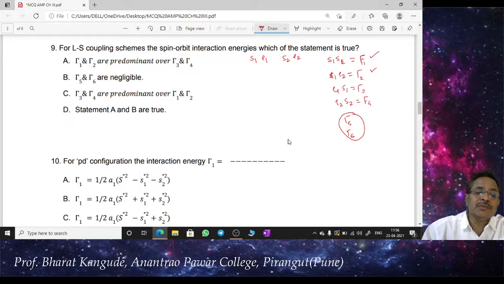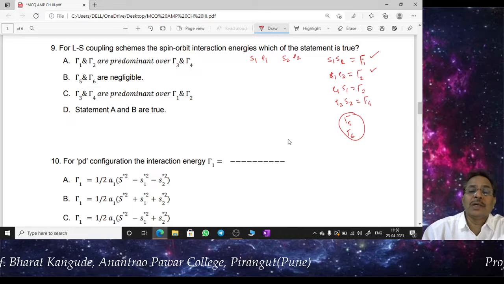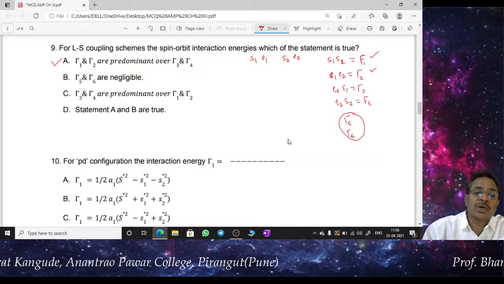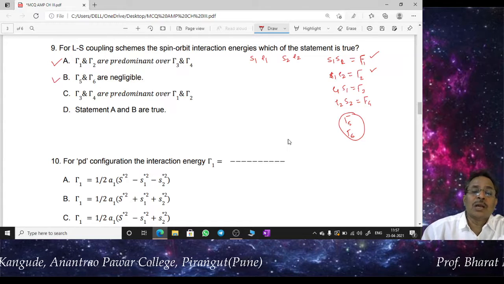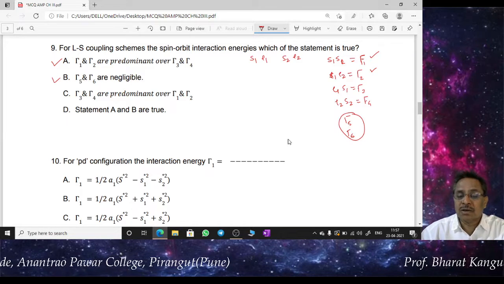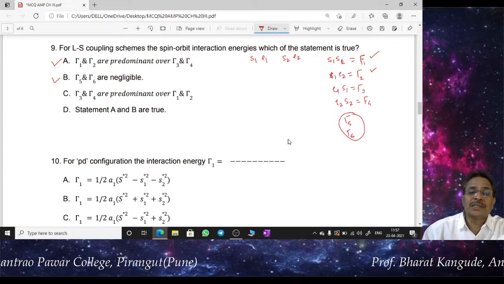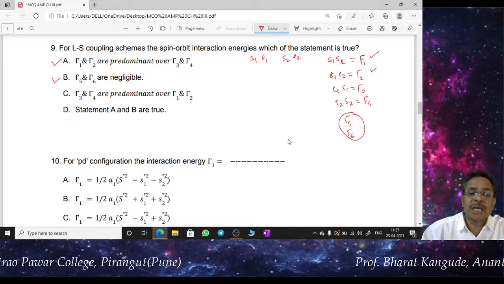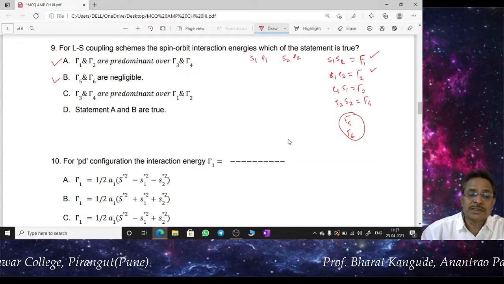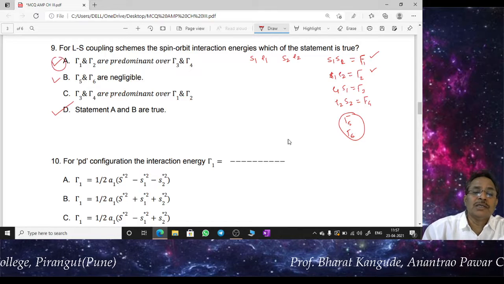Therefore, amongst the given options, option A, gamma 1 and gamma 2 are predominant over gamma 3 and gamma 4, is the correct option. Gamma 5 and gamma 6 are negligible, this is also a correct option. Gamma 3 and gamma 4 are predominant over gamma 1 and gamma 2 would have been true if I were using JJ coupling. As I am using LS coupling, the first statement A is true. So option D, statements A and B both are true, is the correct option of this question, neither this nor this.